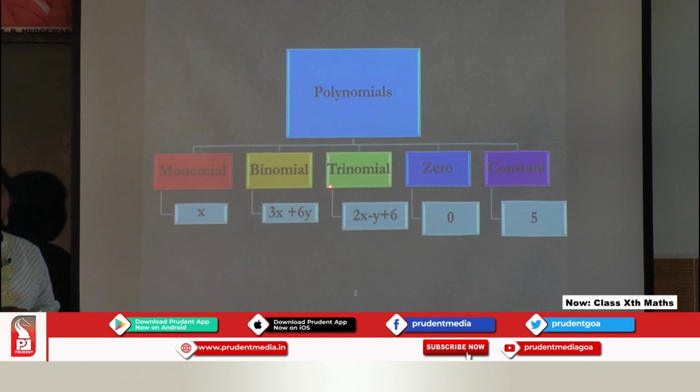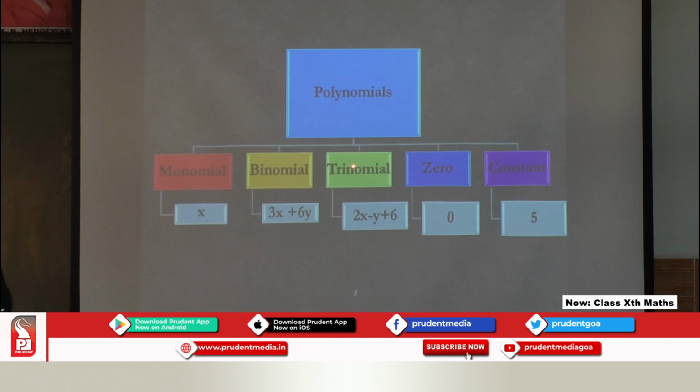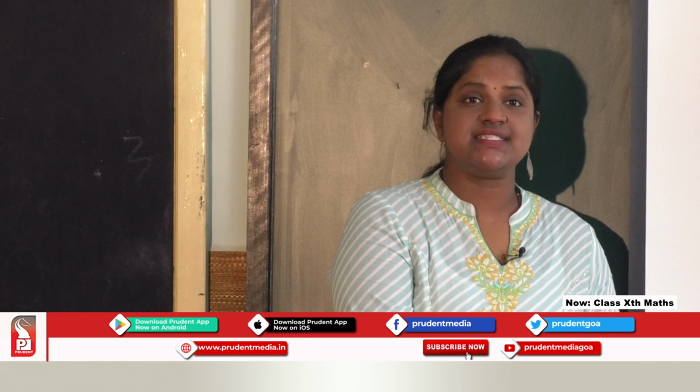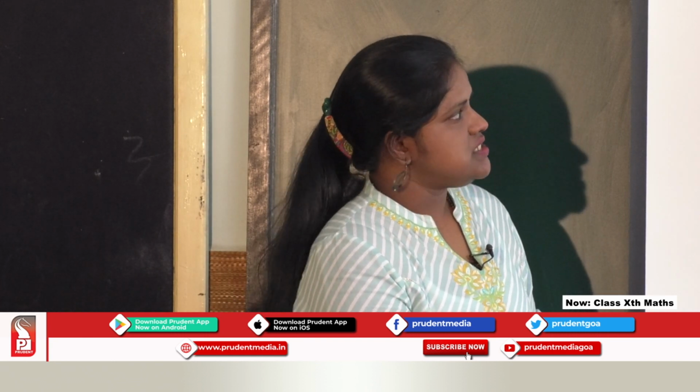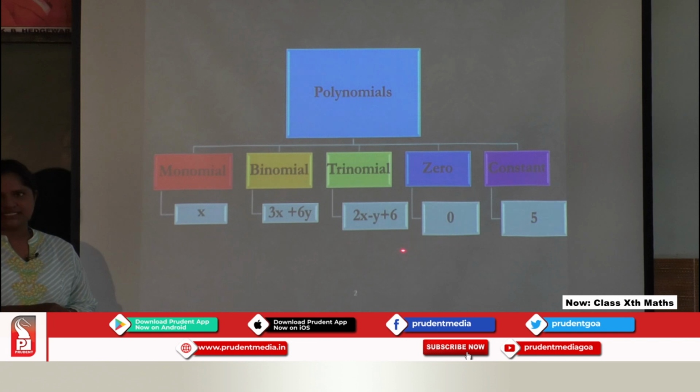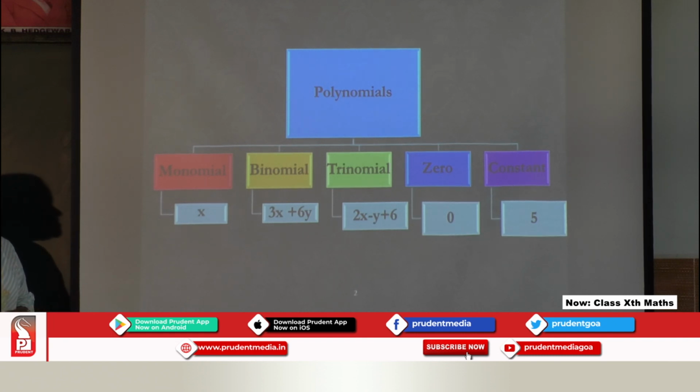Third one is trinomial. The word tri itself suggests that it contains three terms. So it has three terms here, for example 2x minus y plus 6. We also learned something called a zero polynomial in the lower classes, which has only 0 as a term. So this polynomial will be called a zero polynomial. And the last one is constant. Constant means it will have any one integer, maybe negative, positive. So this is called a constant polynomial.